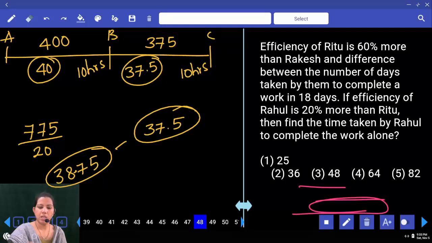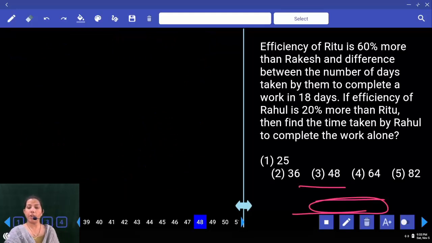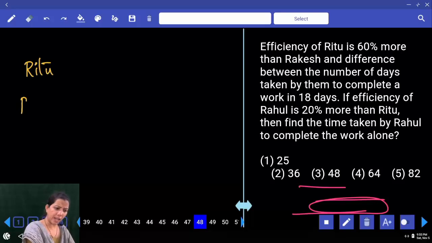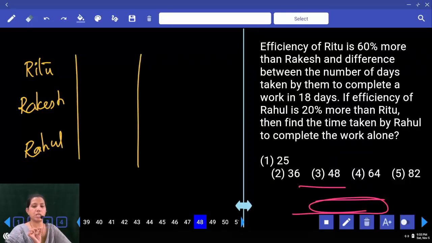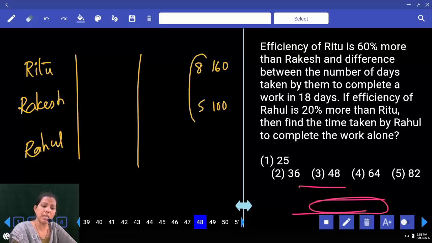Completed? Next, question number 48. Efficiency of Ritu is, first in person, Ritu and Rakesh. Ritu, Rakesh, and another person is who? Rahul. So 3 persons in the question, Ritu, Rakesh and Rahul. So first information, efficiencies. Let me read once. Efficiency of Ritu is 60% more than Rakesh. Compared to Rakesh, Ritu efficiency 60% means it is actually 160 and this is 100. Efficiency ratio 8:5 means what is the time ratio? 5:8. Time ratio is equal to 5:8.